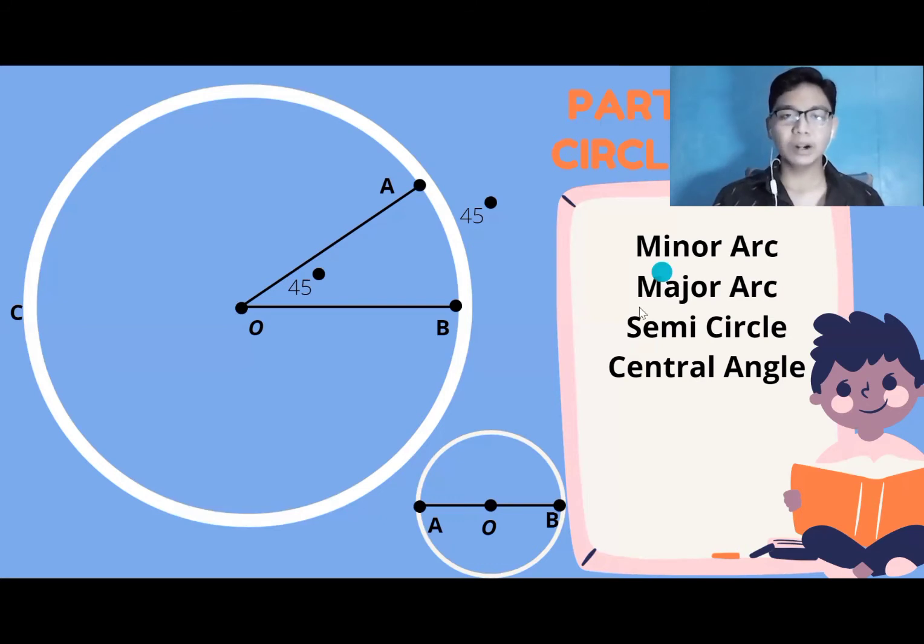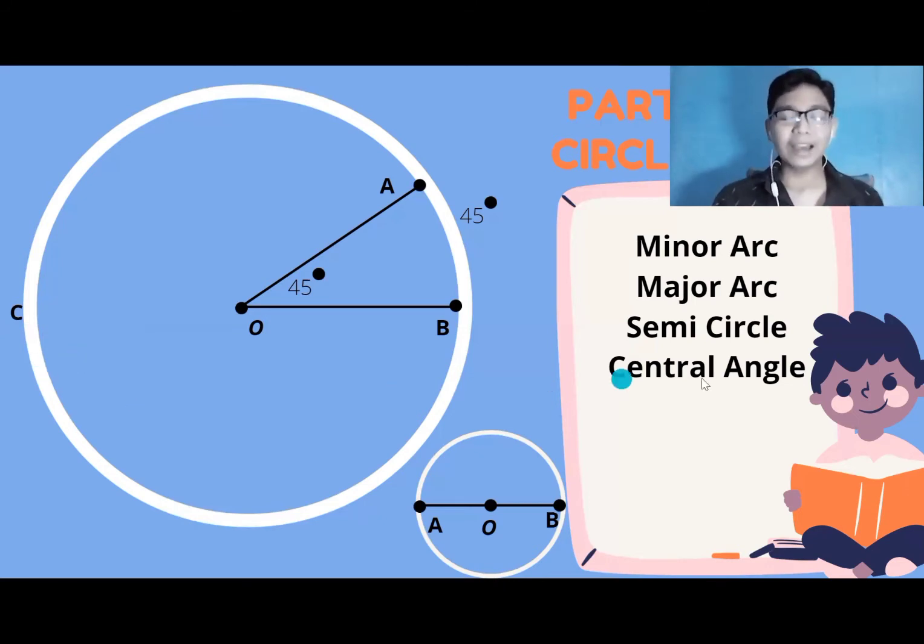Now for the major arc. The major arc is basically 360 degrees minus the value of the minor arc. So we will calculate 360 minus 45, which is 315 degrees. So C is the major arc, which has a value of 315 degrees.